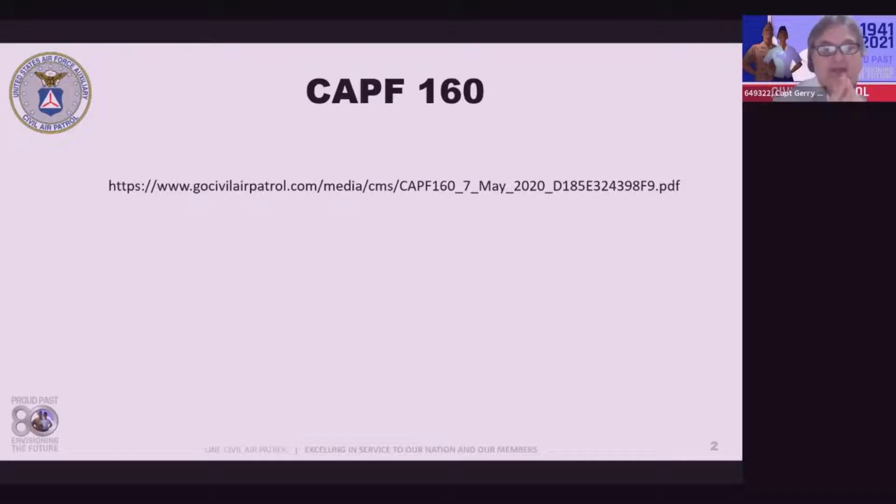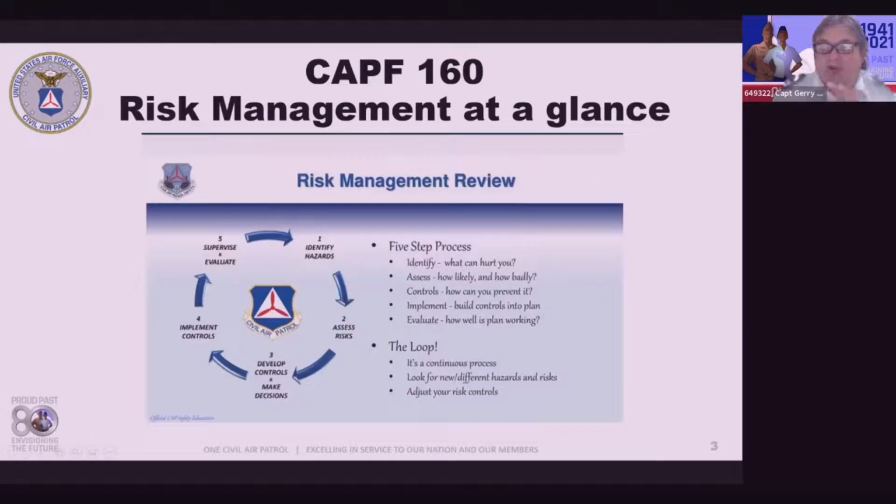Before we take a look at it, however, we need to understand why we use it. The Form 160 helps us through the risk management review, the five-step process loop that we continuously use to identify potential failure points in UAS flight operations, assign a level of risk to them, create actions or controls that will reduce that risk, and finish up by identifying who's responsible and what they need to do. I'm sure that all of you safety officers out there are familiar with this picture.